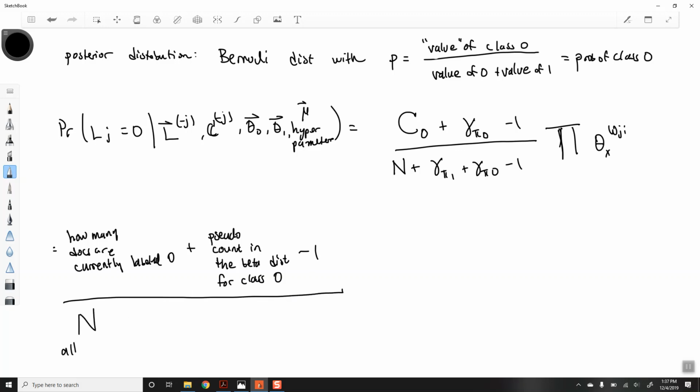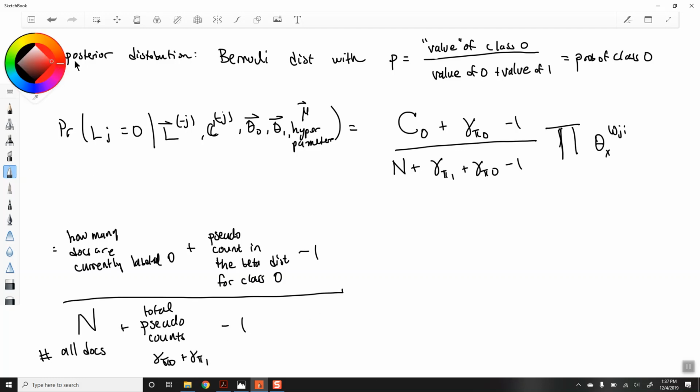This is the number of all documents, plus the total pseudo counts, minus 1. That's going to be gamma pi 0 and gamma pi 1. This part you can just think of as a prior.